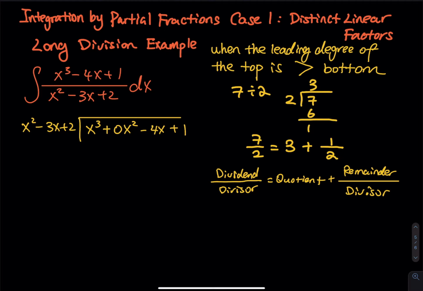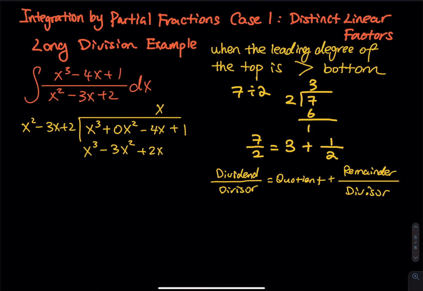Since there are 3 terms in the denominator, we have to use the first 3 terms. I have to think about a term such that that term multiplied by x gives you x to the third. So what goes up there? The answer is x, and this is the only option. x times x squared is x to the third. And then x times negative 3x is negative 3x squared. x times 2 is 2x.